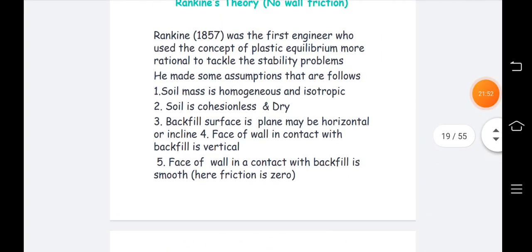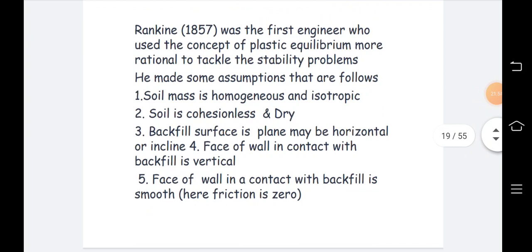And what are the various assumptions made in Rankine's theory? Rankine was the first engineer who used the concept of plastic equilibrium. Note that the concept of plastic equilibrium is more rational to tackle stability problems. He made some assumptions that are as follows.